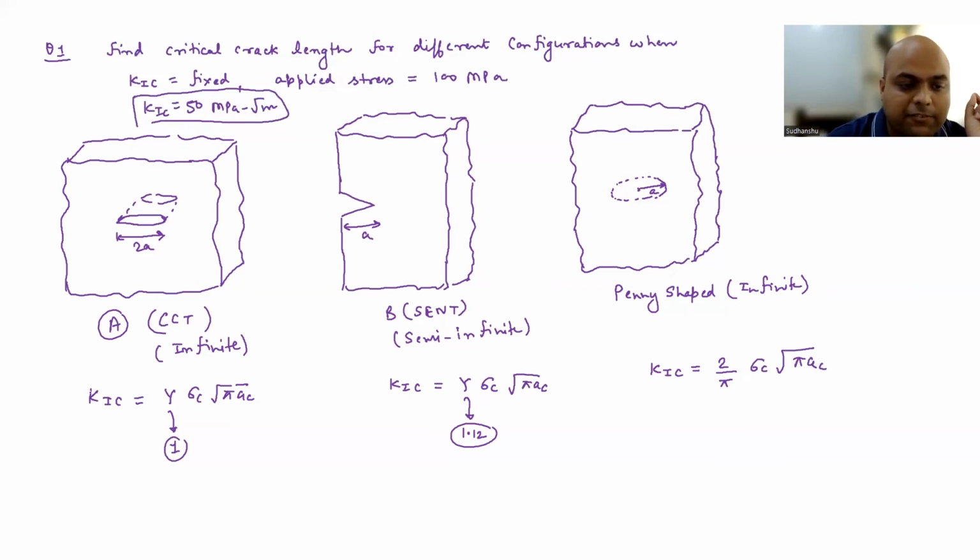So if I just see the first equation, we know what is K1C. We have been given sigma, the applied stress, here. Okay. So we have to calculate what is A in all the cases. Okay. So let's do one by one. So plate A, which is CCT. So K1C is Y sigma root pi A, and K1C is given as 50. Okay. Y is 1. Sigma is 100 MPa, root pi AC.